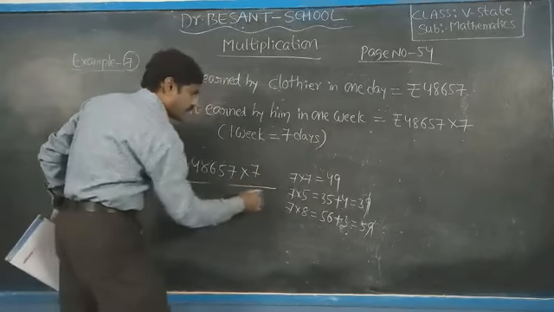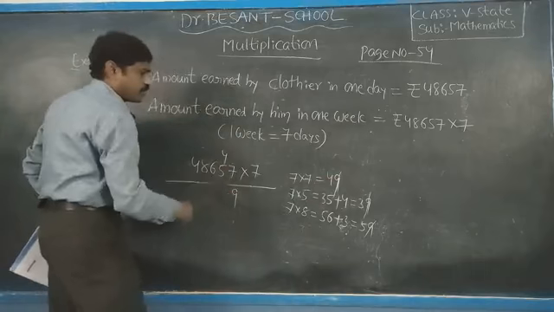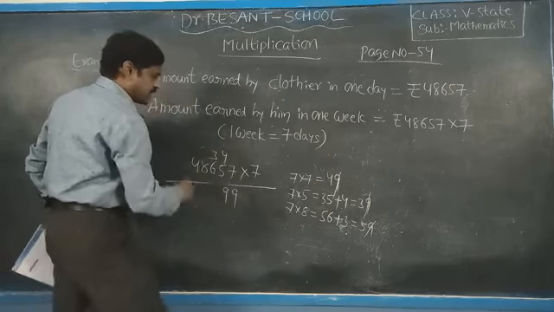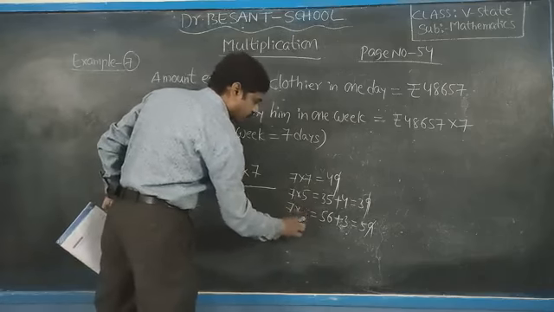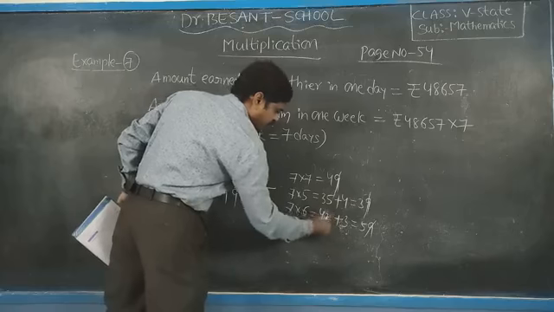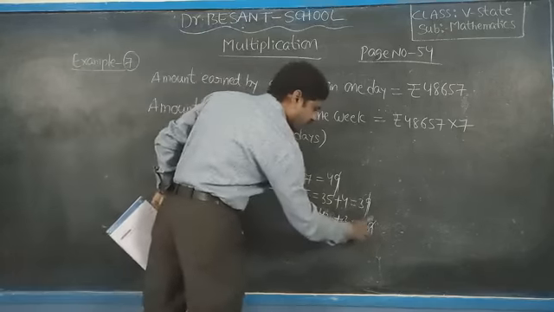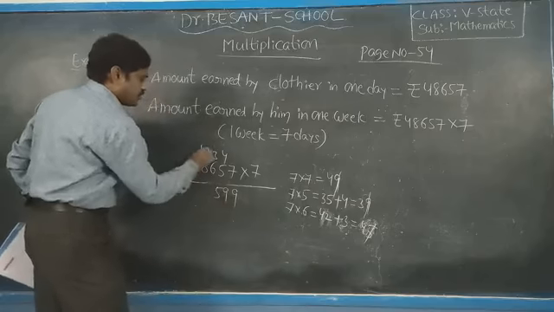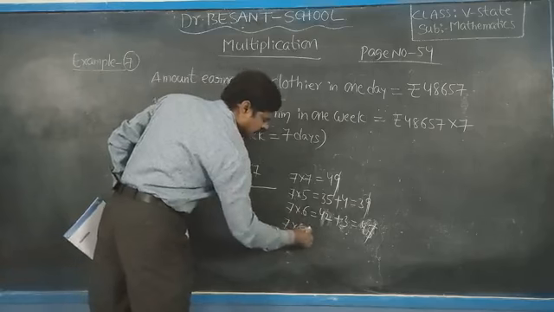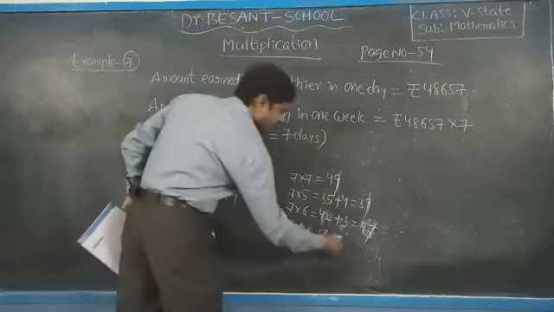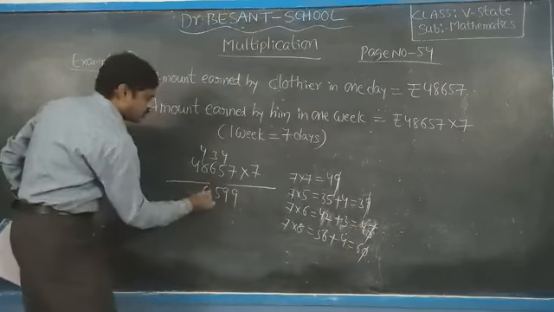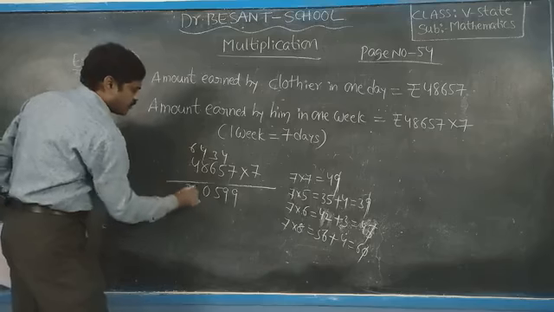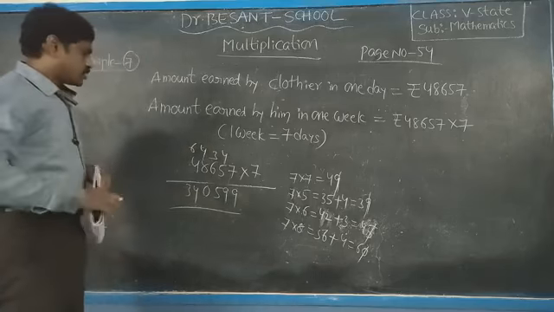7 7s are 49, 9 we have to write, then 4. 7 5s are 35, 35 plus 4, 39, 3. 7 6s are 42. 42 plus 3, 45. 7 8s are 56, 56 plus 4, 60, 0, 6. 7 4s are 28, 28 plus 4, 34. Okay, so this is the final answer.